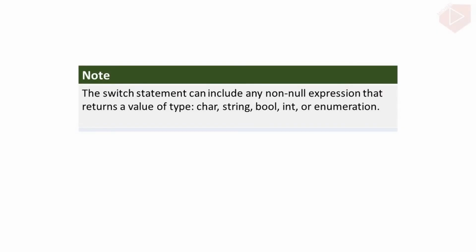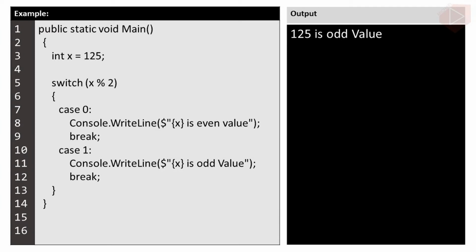The switch statement can include any non-null expression that returns a value of type char, string, bool, int, or enumeration. The switch statement can also include an expression whose result will be tested against each case at runtime. If we run the program, it will print the 125 as odd value, because x modulo 2 is equal to 1, which matches this case.